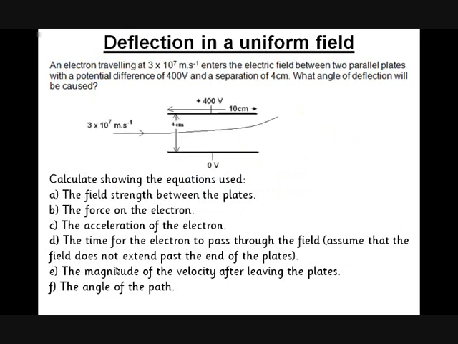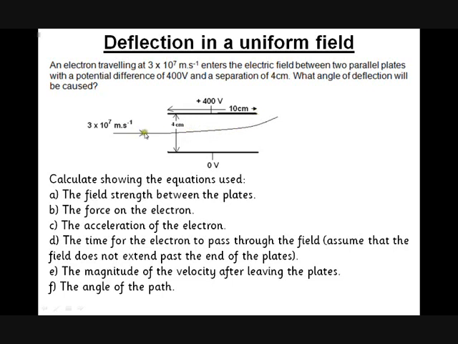Okay, another little example here. This is quite a classic style exam question. You've got an electron travelling at 3 times 10 to the 7 that enters the electric field between two parallel plates here. There's a potential difference of 400 volts and a separation of 4 centimetres, and the parallel plates last for 10 centimetres. So what's going to happen is the electron is going to be attracted towards the positive plate, so it's going to accelerate upwards towards the plate.